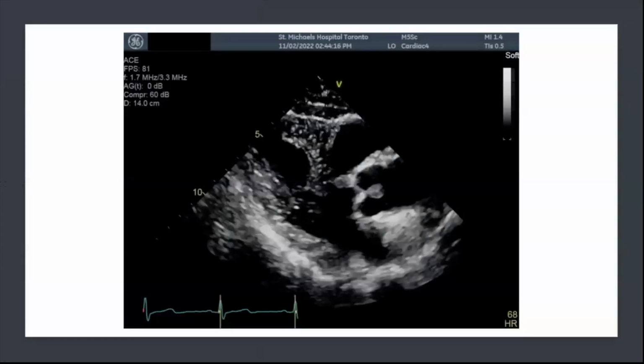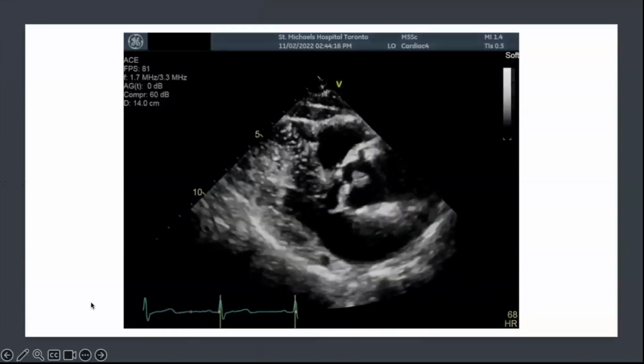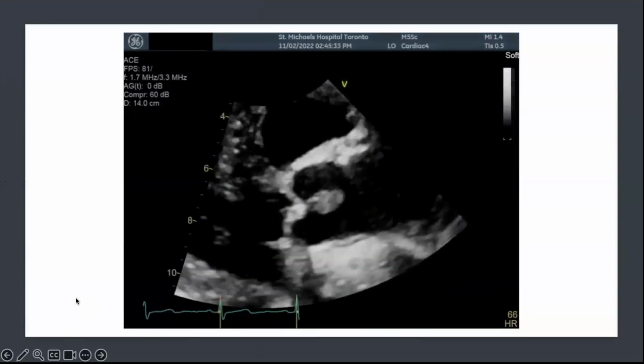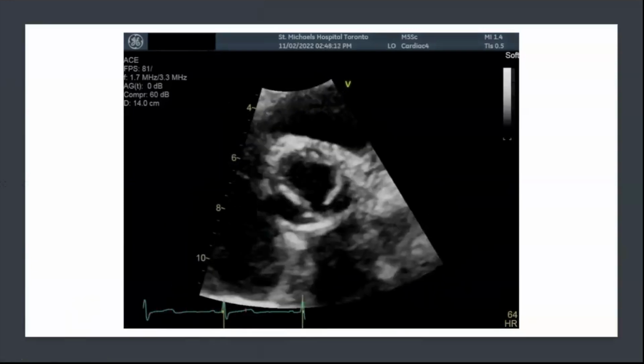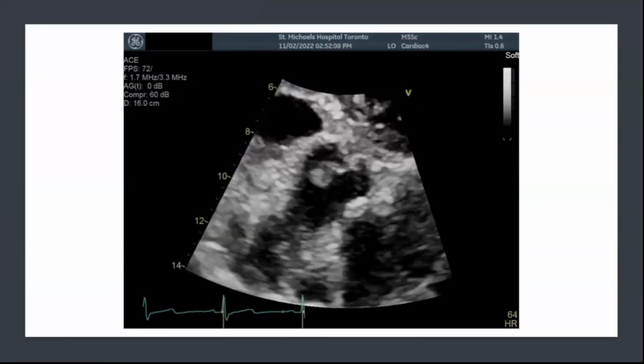So here's an example of an aortic valve papillary fibroelastoma, and you can already see it there. It looks a little heart-shaped on the aortic valve. So we'll play this through. You can see there's that little thing moving there. That's a zoom up of the aortic valve. In short axis, you can see it there as well, and you can also see it in the 5-chamber here.